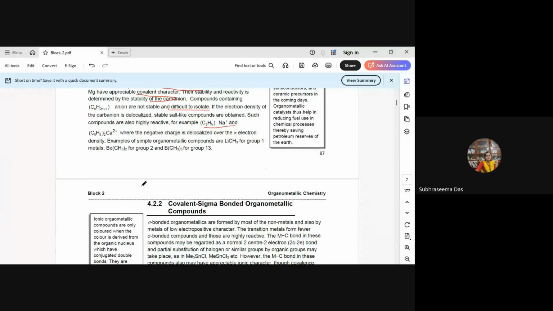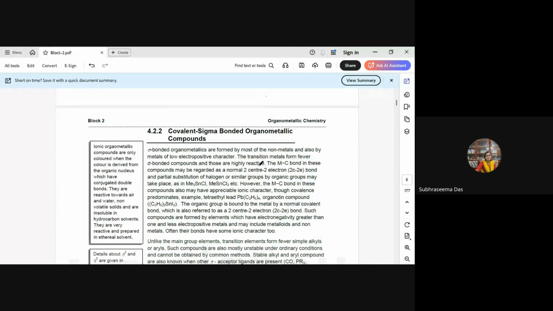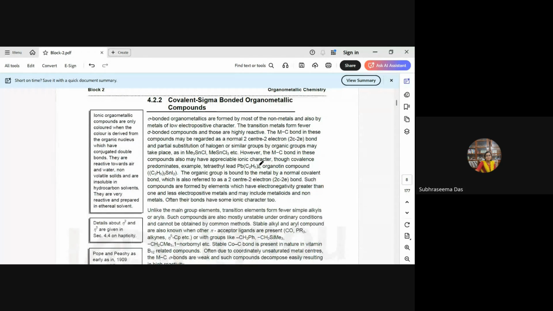Examples of simple organometallic compounds are methyl lithium for group 1, dimethyl beryllium for group 2 and trimethyl boron for group 13. So these are simple organometallic compounds. Then covalent sigma bonded organometallic compounds. The sigma bonded organometallics are formed by most of the nonmetals and also by metals of low positive character. The transition metals form fewer sigma bonded compounds and those are highly reactive. The M-C bond in such compounds is called a 2C2E bond.